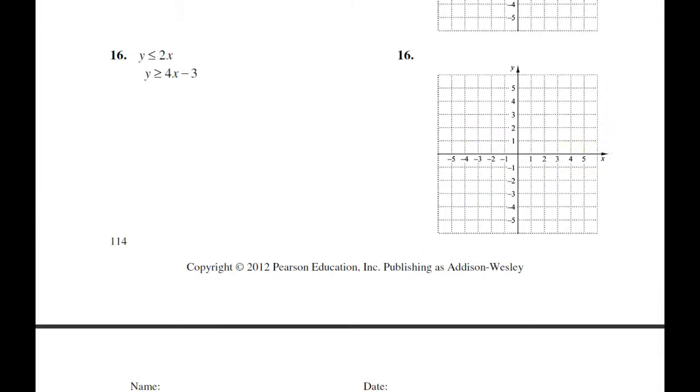I'll do this one live for you so we can just review our technique again. These are going to be solid lines because they're also equal to. Here my slope is 2 over 1. My y-intercept is 0. So 0, over 1 up 2, over 1 up 2, over 1 up 2. I'm just giving myself a little more series of points to follow. And for this one, I would shade below the line. So I'm going to shade this way.